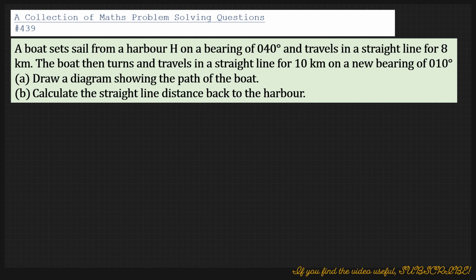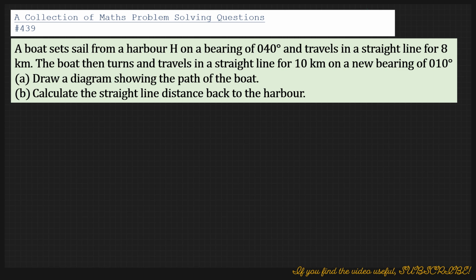A boat sets sail from a harbour H on a bearing of 40 degrees and travels in a straight line for 8 kilometers. The boat then turns and travels in a straight line for 10 kilometers on a new bearing of 10 degrees. Draw a diagram showing the path of the boat.